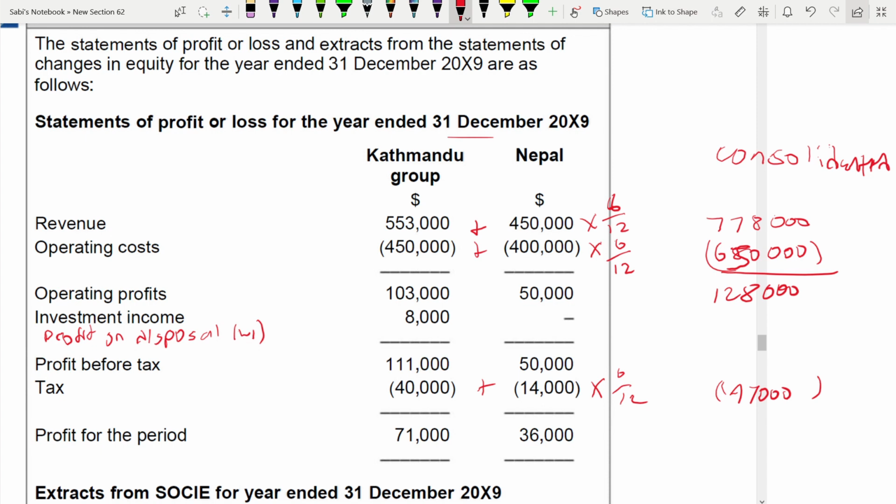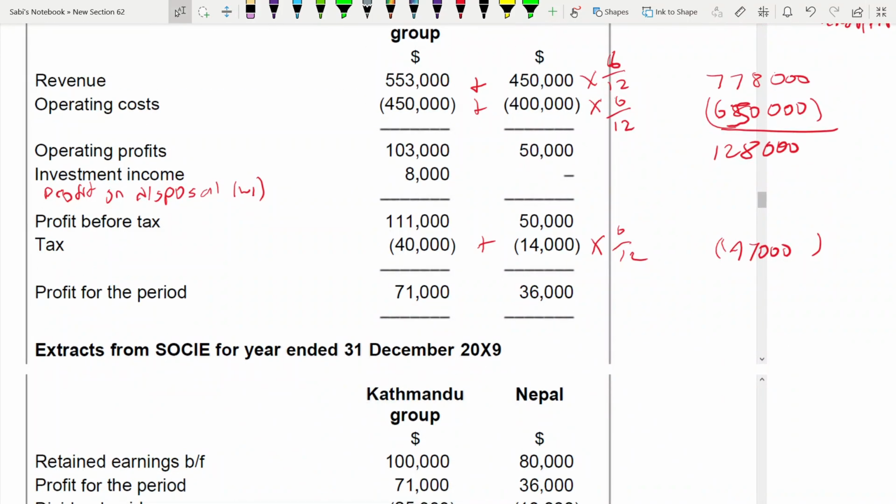Profit for the year we still cannot attribute because we need that profit on disposal and investment income. Then you have to attribute the profit for the period to the parent and the NCI. This is the balancing figure always, and here there's a separate working to find the profit attributable to the NCI.